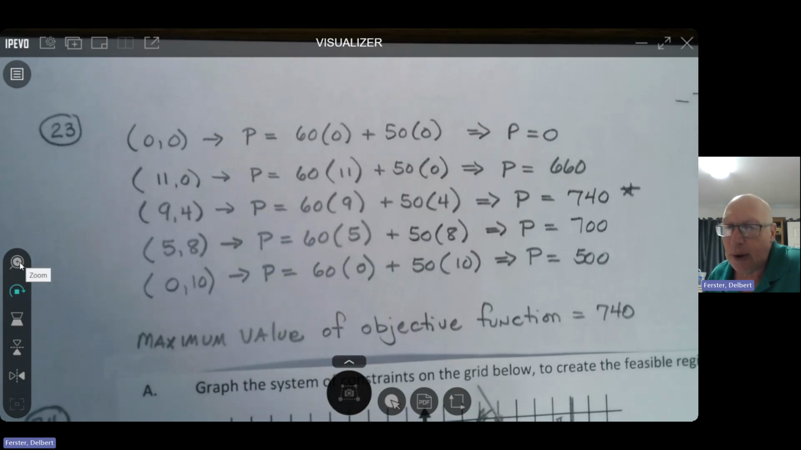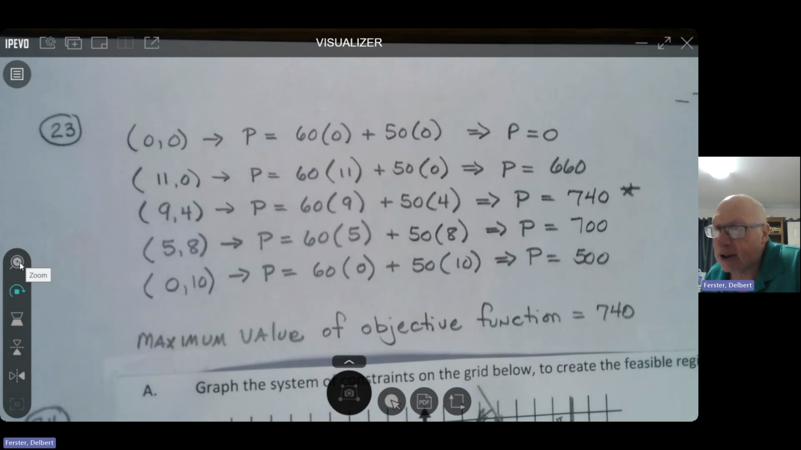Straight through it, 9 going in for x and 4 going in for y gets a 740. It looks so far like that might be the biggest. And I went ahead and did the others because at the moment you didn't know it was the biggest. So we'll put in 5 for x, we'll put in 8 for y, and that generates a p-value of 700. 0, 10 pops it in at 500.